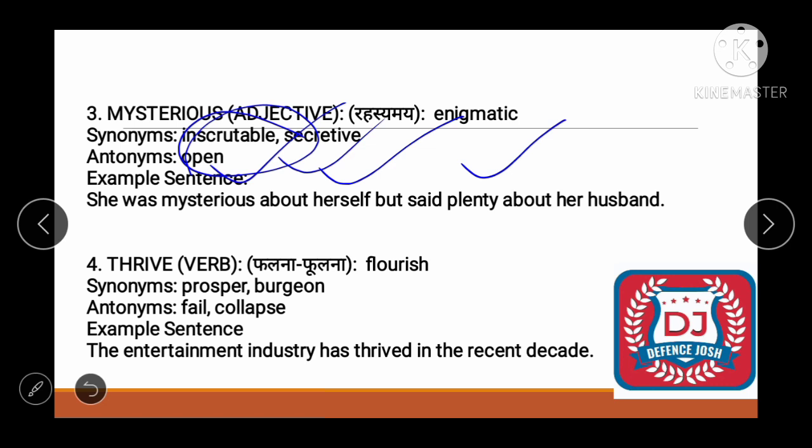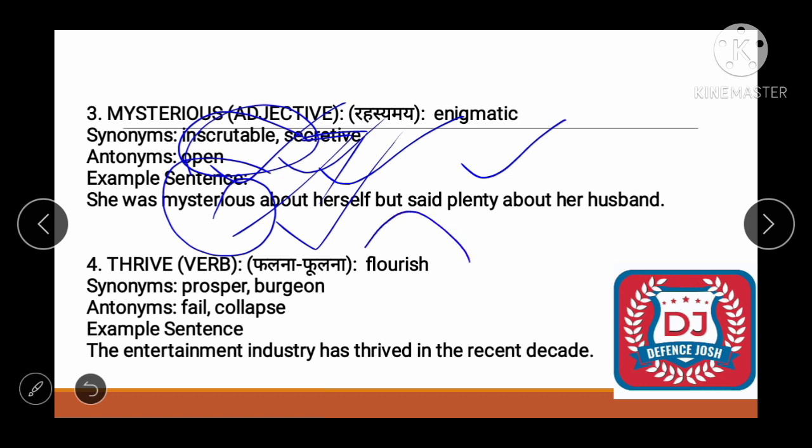All right, then let's form an example. She was mysterious about herself but said plenty about her husband. Okay, she was secretive about herself but said plenty about her husband. Simple one. Now moving to our next example, thrive.